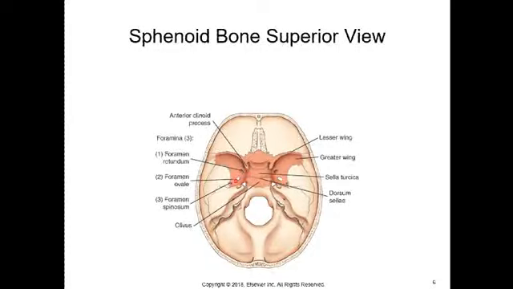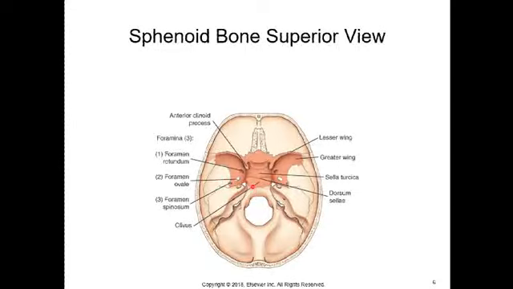So this hole here is the foramen rotundum. This one is the foramen ovale. And this one I think is kind of easy even on a radiograph to identify because it's the most oval looking of the foramen. That's why it's named as such. And then here is the foramen spinosum back here.